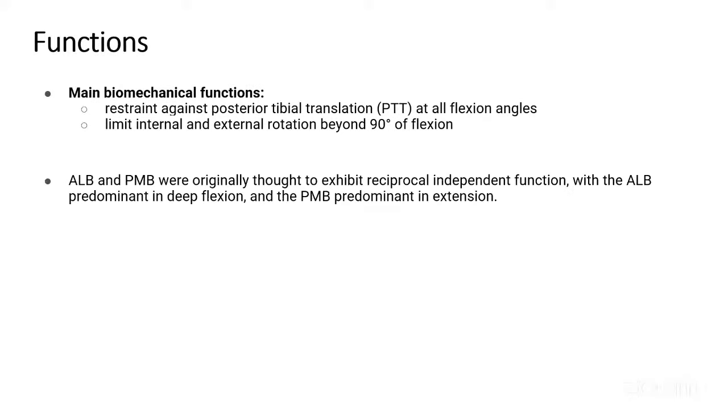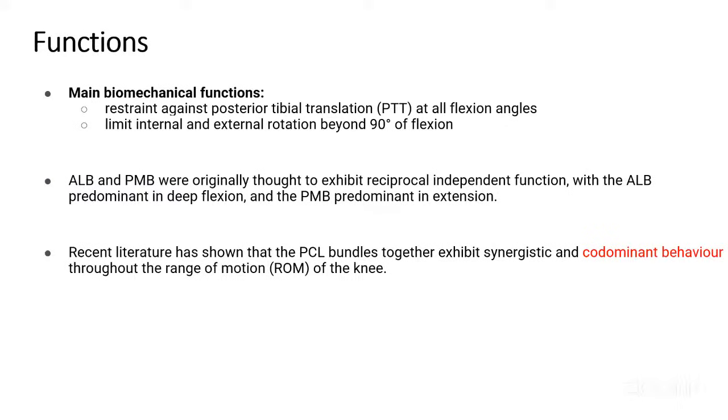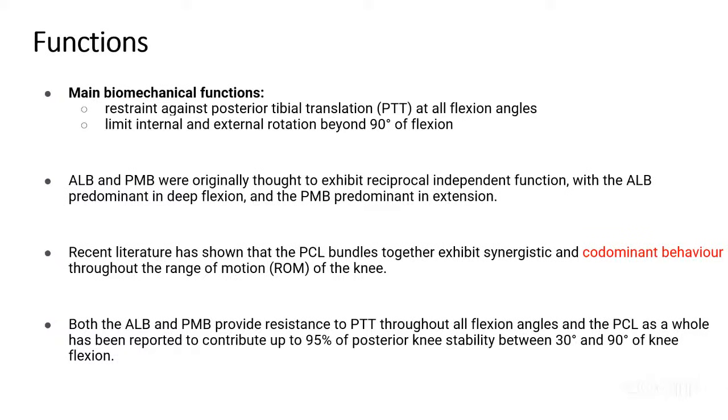So the main biomechanical function of the posterior cruciate ligament is to restrain against posterior tibial translation at all flexion angles. The ALB and PMB were originally thought to exhibit reciprocal independent function, where the anterolateral bundle is predominant in deep flexion and the posteromedial bundle is predominant in extension. But the recent literature and biomechanical studies exhibit a synergistic and co-dominant behavior. Now it is very important because through the entire range of movement of the knee, the PCL is restraining the posterior tibial translation by this co-dominant behavior.